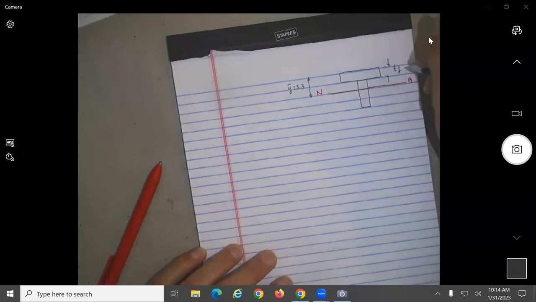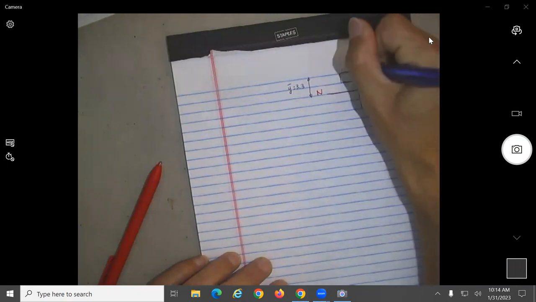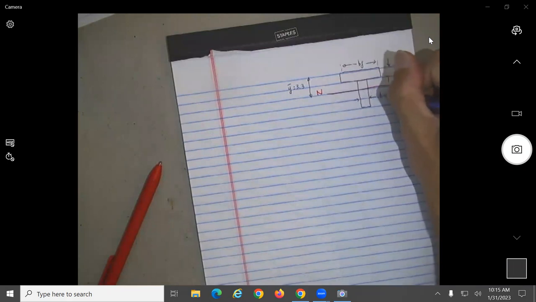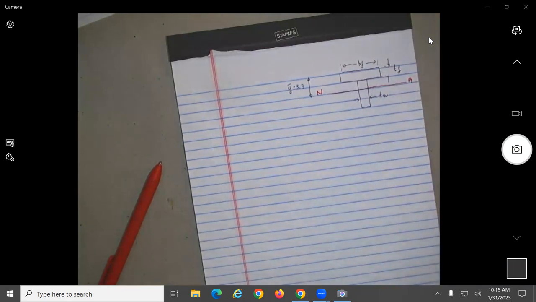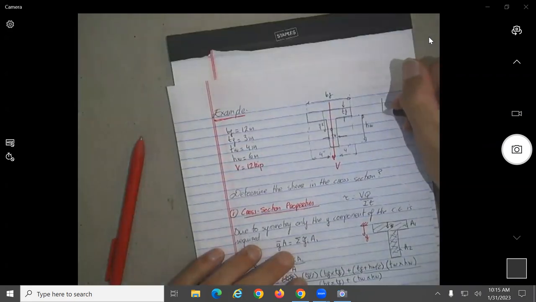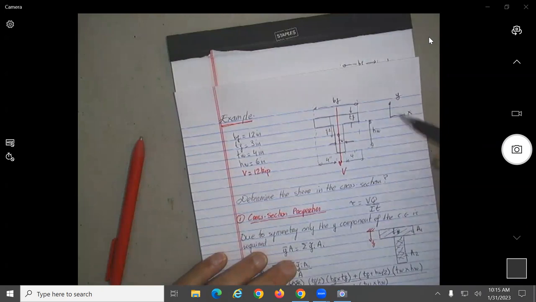This is the T flange. And the web. If we need something else, I'm going to put it. Okay, and let's say, just to be detailed, this is X and this is Y, okay? So we're going to be looking at the shear about which axis? The IXX or IYY?